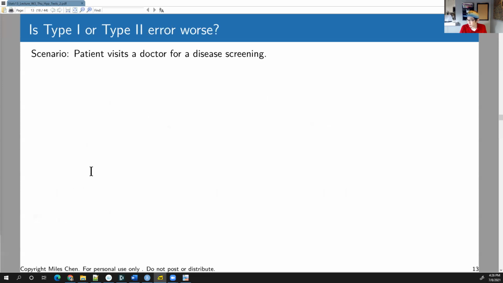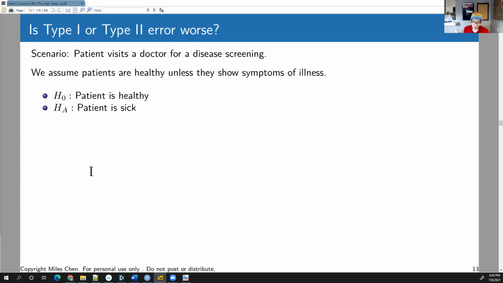Okay, so here is just a couple scenarios. One scenario is a patient visits a doctor for a disease screening, right? Generally, the doctor is going to assume patients are healthy unless they show symptoms of illness and some kind of test results. So our null hypothesis here is that the patient is healthy, and our alternative hypothesis is that the patient is sick.